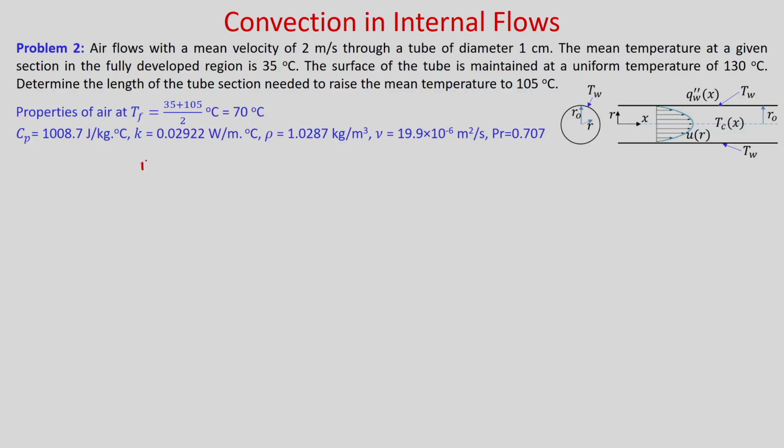So, Reynolds number, first let us calculate. So, it is u d by nu. So, properties of air at film temperature 70 degree centigrade, Cp, k, rho, nu and Prandtl number are given. So, u is 2, diameter is 1 centimeter, so it is 0.01 meter, and nu is this one. Okay. So, 19.9 into 10 to the power minus 6. This Cp is equal to 1005. So, as Reynolds number is less than 2300, the flow is laminar.